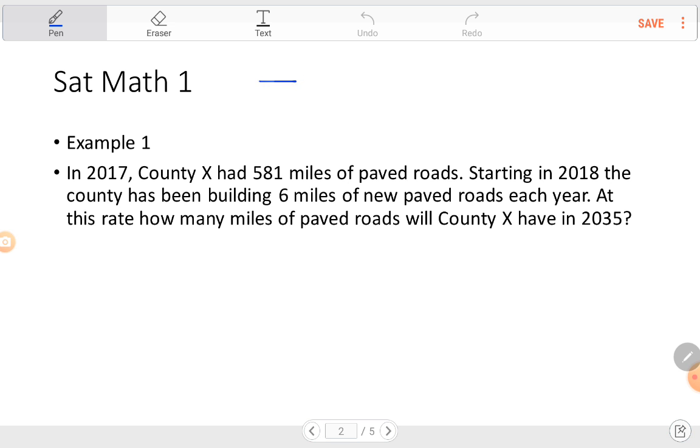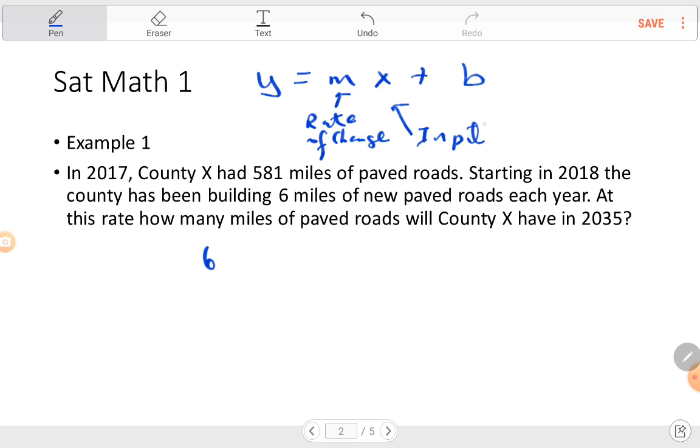So we want to use our linear equation, y equals mx plus b. m is our rate of change. In this example, our rate of change is the 6 miles per year, so we're going to use 6. x is our input, the number of years that have passed since 2017.